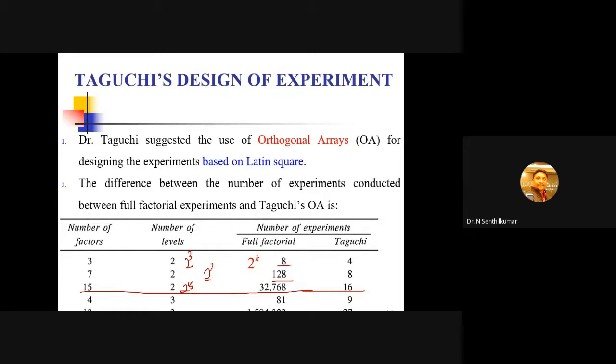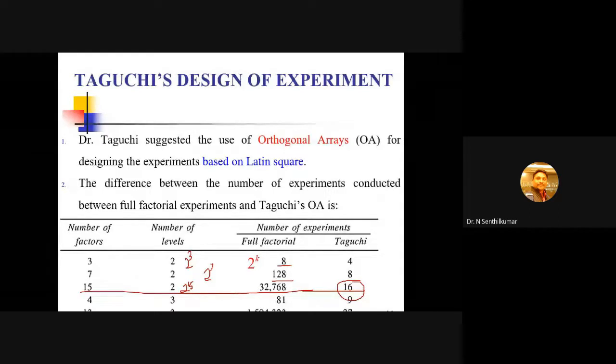So that's why most of the Western statisticians do not accept this Taguchi's technique, because 32,768 experiments you have to do with 15 factors that are varied through 2 levels, 2 power 15. But here in this case, you can see it is only 16 experiments. So a drastic reduction in experiments is there.